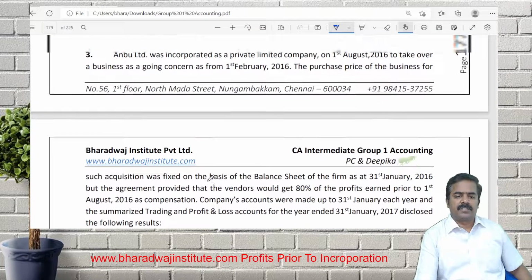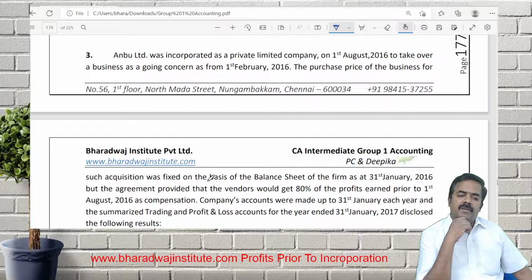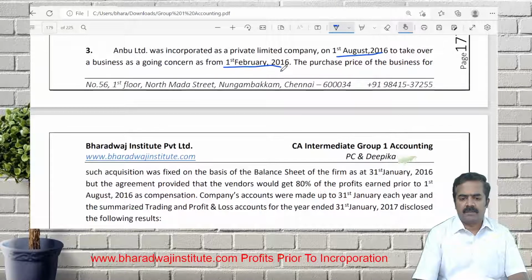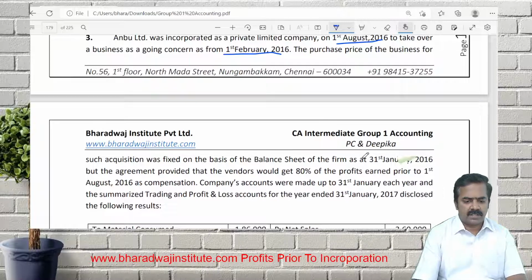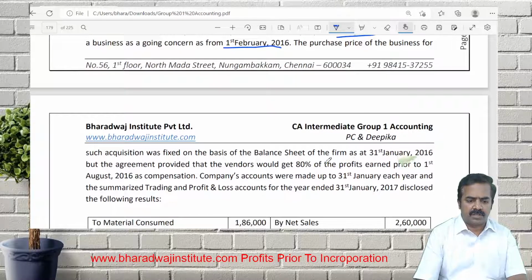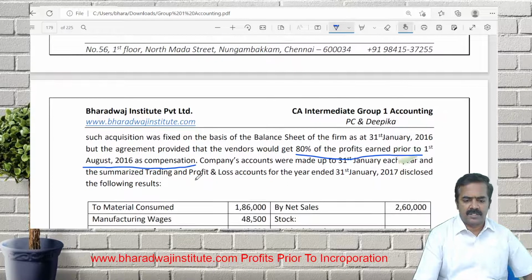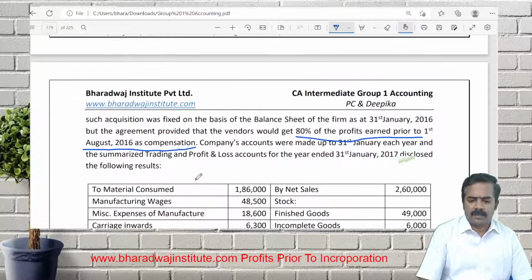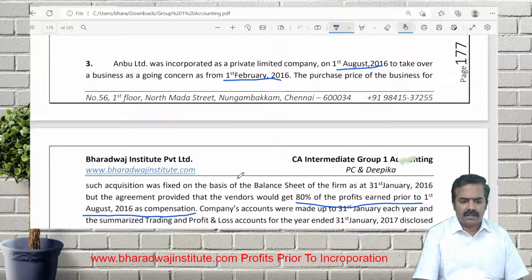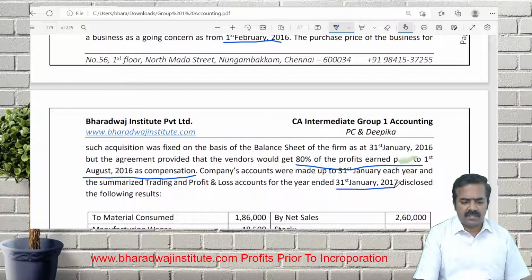Look at the next question, the third question. Anbu Limited was incorporated as a private company on what date? 1st August 2016 to take over a business from 1st February 2016. The purchase price was fixed on the balance sheet date, 31st January 2016. But the agreement provides that the vendor will get what? 80% of the profits earned from 1st August 2016 as compensation. Company accounts were made up till 31st January each year. The summarized P&L account is given on what date? 31st January 2017 is given to us.